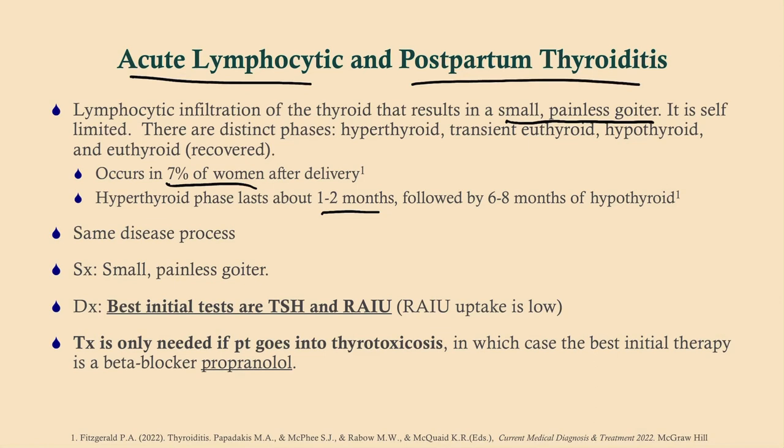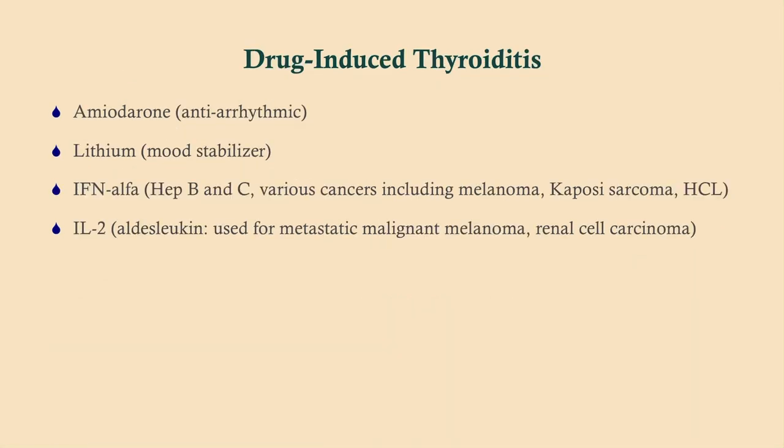This is, again, a small painless goiter, and the best initial tests are thyroid function tests, which of course include TSH, T4, and T3, and then the RAIU. Treatment is only needed in these disorders if they go into thyrotoxicosis. And so in that case, the best initial therapy is symptomatic, and it would be propranolol.